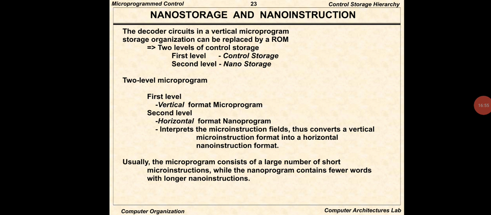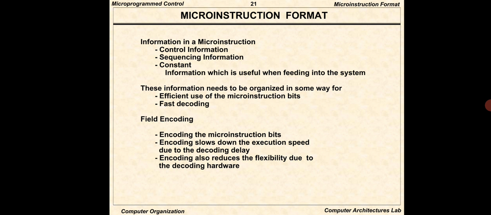So nano storage and nano instructions, we don't require them. These are the micro instruction formats, with their advantages and disadvantages. Whenever we go with a micro instruction, always remember we have control information, sequencing information, and some constant value. This information needs to be organized in a particular way, so we need efficient use of micro instruction bits, and the main disadvantage is that fast decoding is needed.